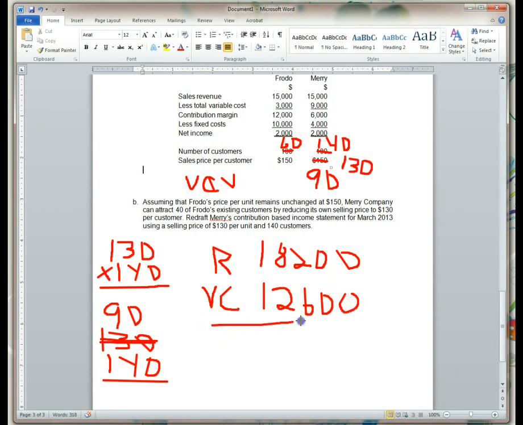Now why is that? Because his variable costs are higher, right? Remember Frodo's were 30, he's 90. So suddenly, this guy is in trouble, isn't he? 18,200 minus 12,600. He's got 5,600 contribution margin, which is still good. That's a contribution margin, assuming I can draw a 6.